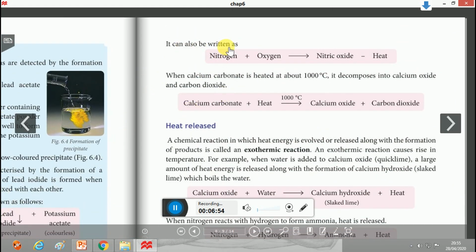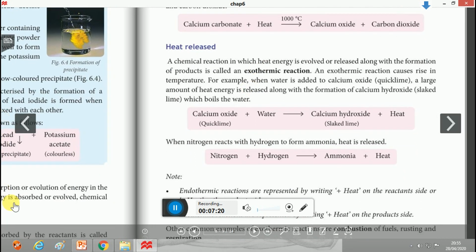You can also write this equation as nitrogen plus oxygen gives nitric oxide minus heat. That means they are absorbing heat. Another example of an endothermic reaction, given in your book, is that calcium carbonate, when heated to about 1000 degrees centigrade, decomposes into calcium oxide and carbon dioxide. Calcium carbonate plus heat gives calcium oxide and carbon dioxide.